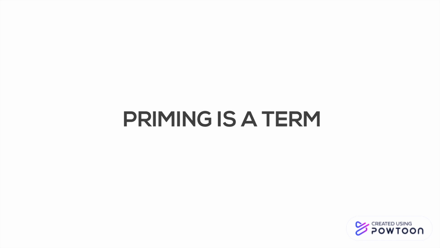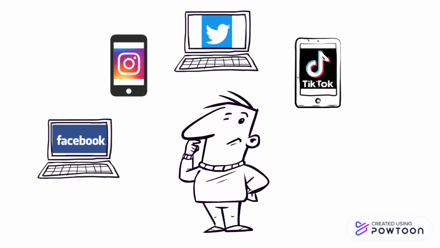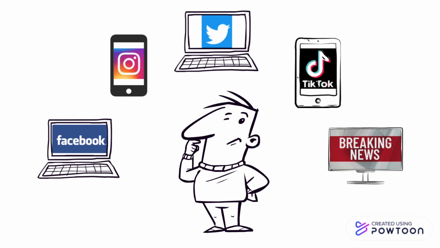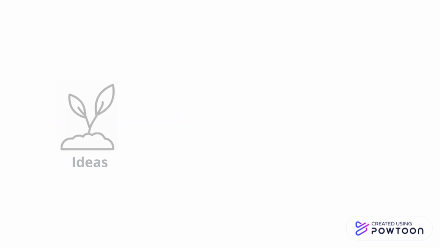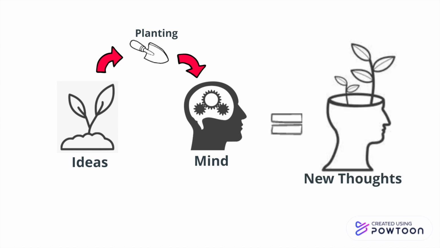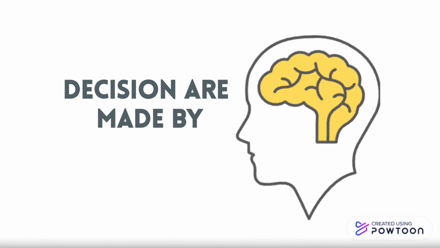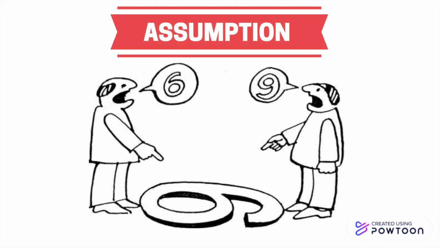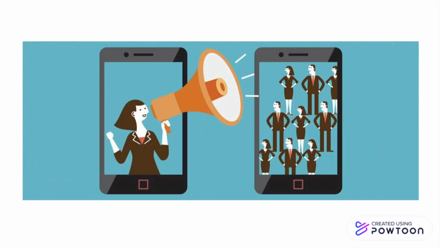Priming is a term that enhances the impact of media on people by having a simple understanding. The concept of it is to plant an idea into the minds of people and allow that idea to dominate debates. Decisions are made by human minds based on assumptions that have already been stored in our brains. And as a result, the media influences people to make judgments or decisions.